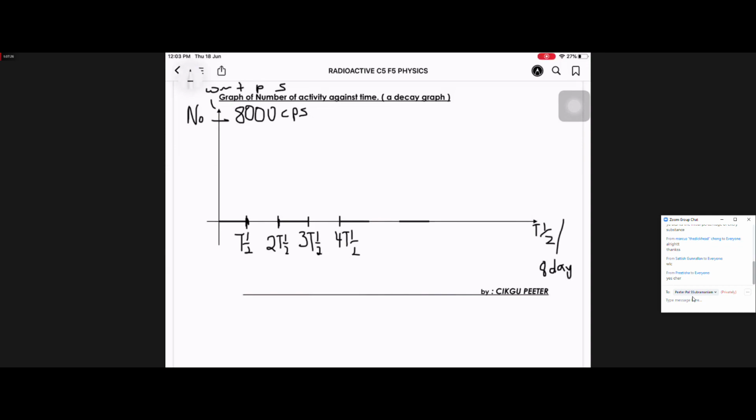Okay. This is the third one. Shankar, tahan kejap. Fourth half-life. Or if I say the half-life is, let's say, 8 days. Maybe this is iodine-131.